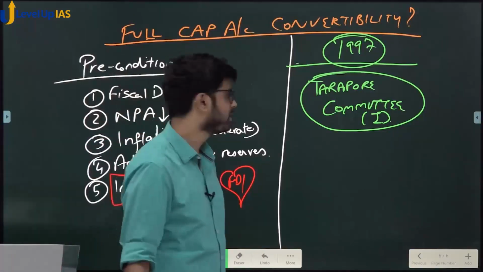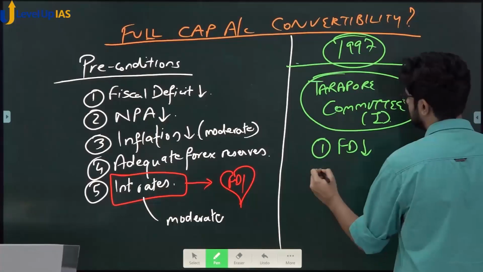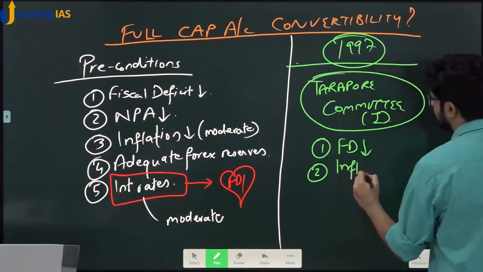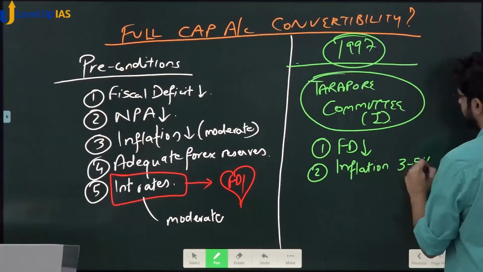They gave 3 recommendations. First, fiscal deficit should be less. We know all that. Yes, very good. Second, see this, inflation should be moderate, yes or no? Inflation should be in the range of 3 to 5%.